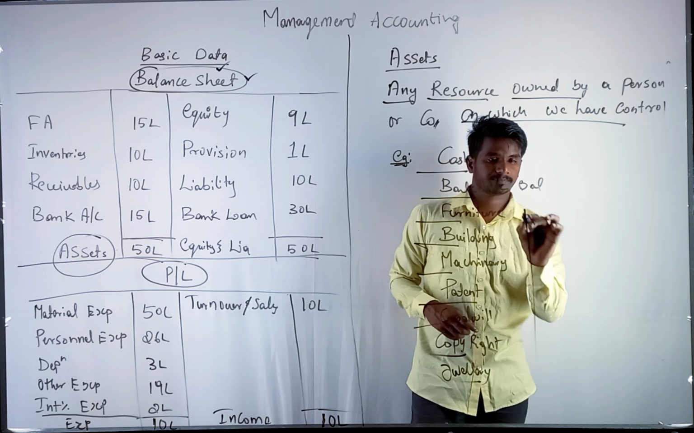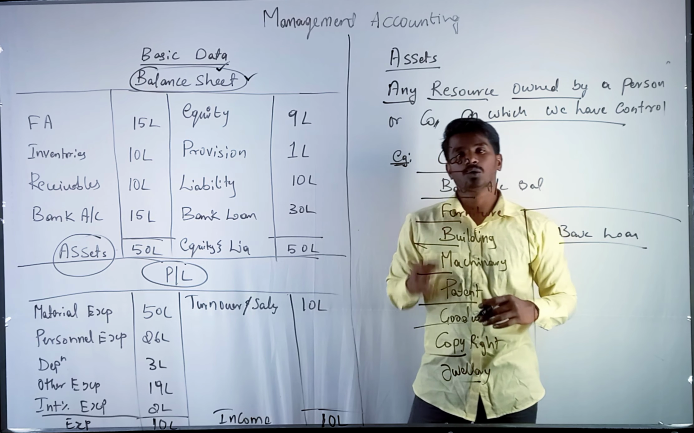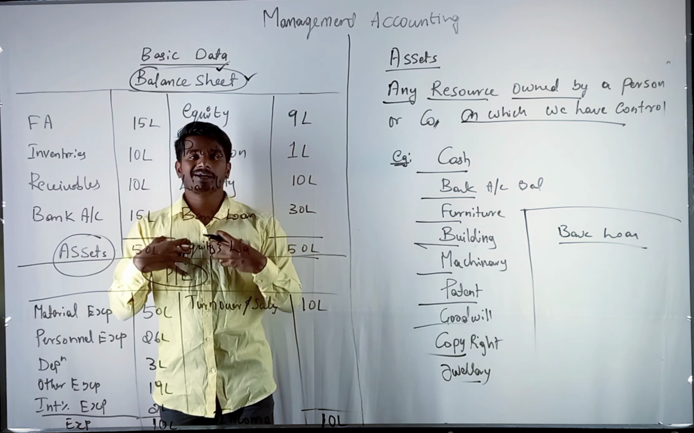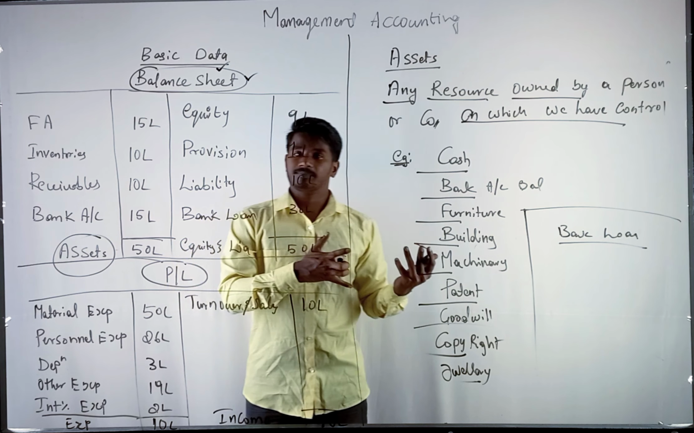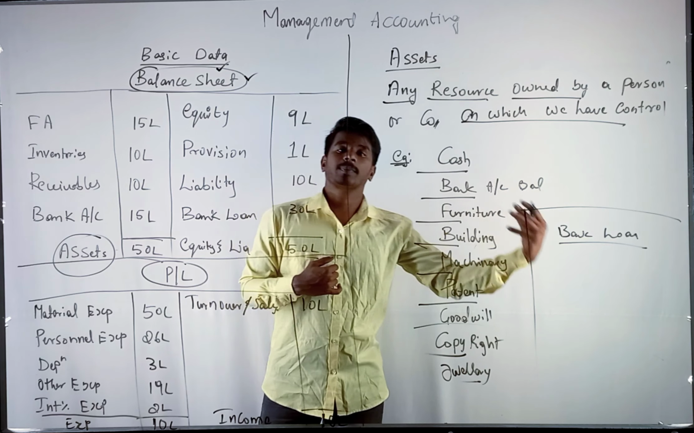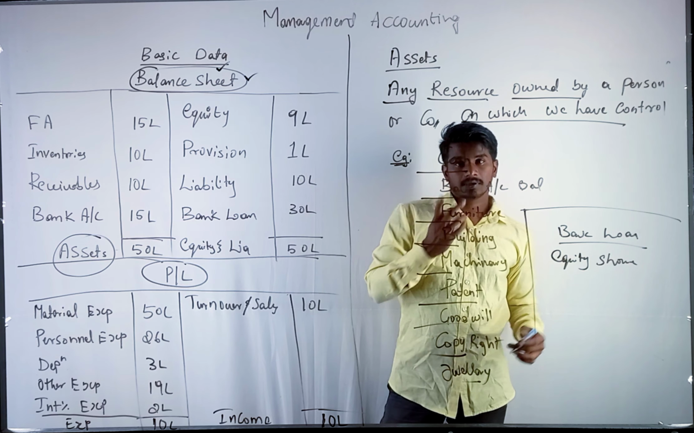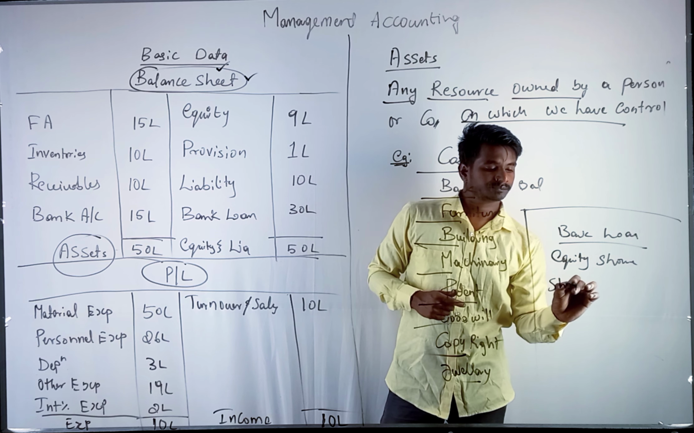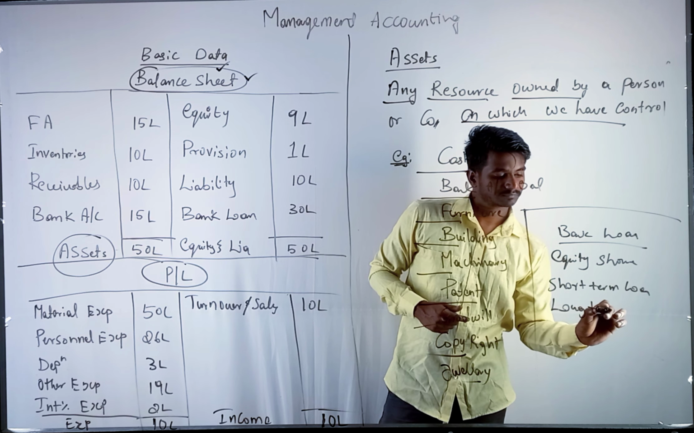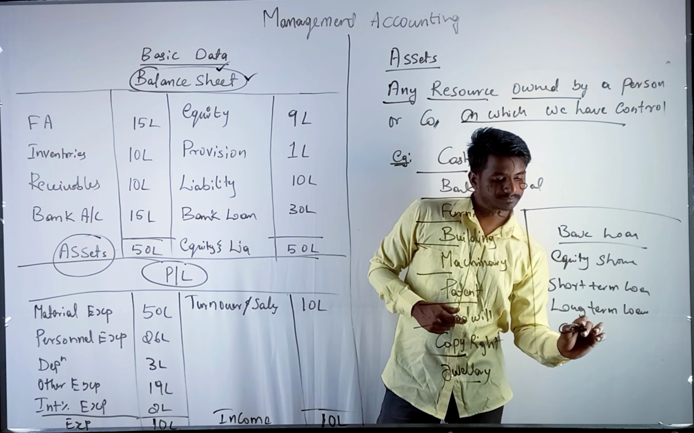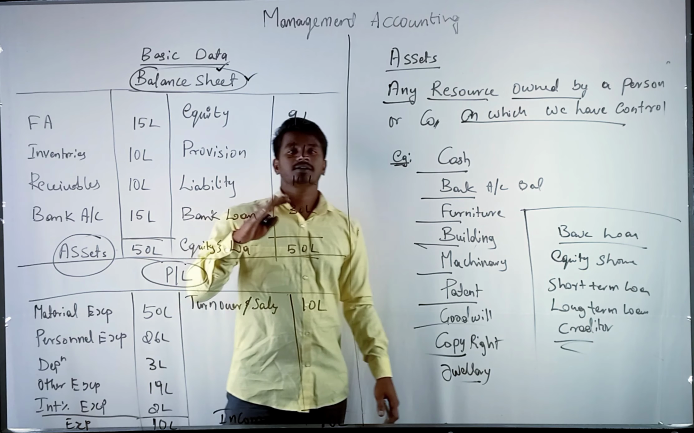Liability is nothing but it may be bank loan. If we or our company takes a loan, we have the liability to pay, right? We have the obligation to pay that amount. And also equity shares, short term loans, long term loans, creditors, like these are the liabilities. Fine. Did you understand that?